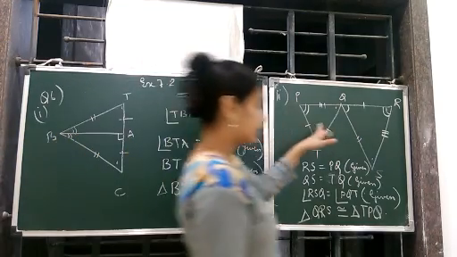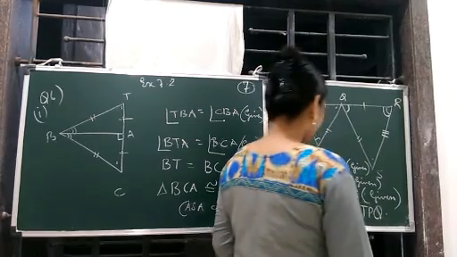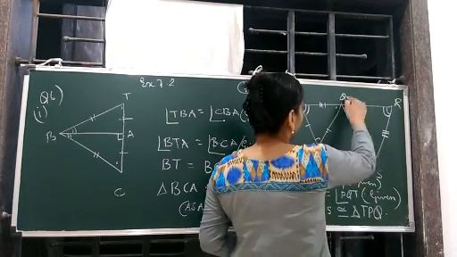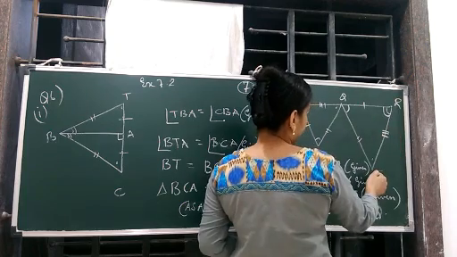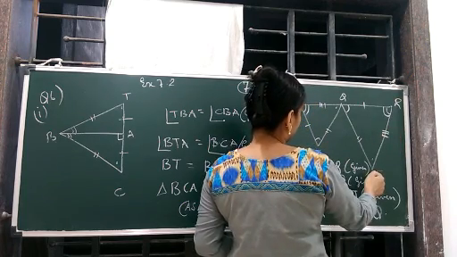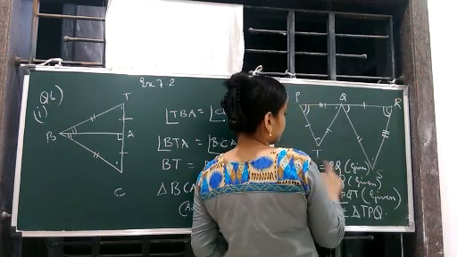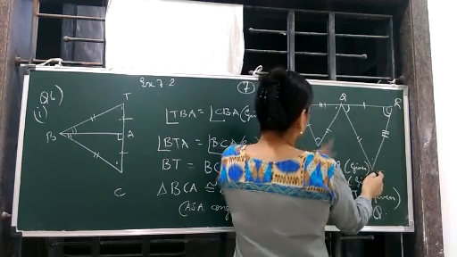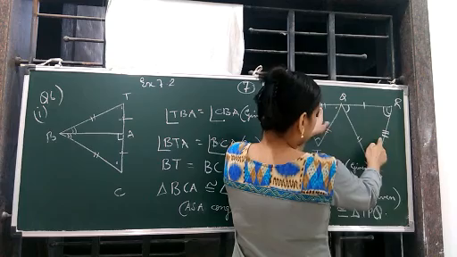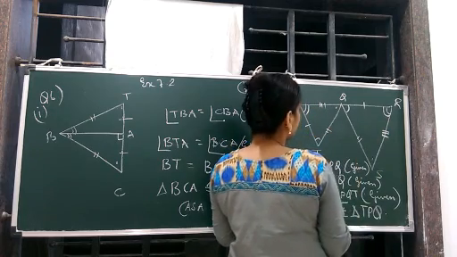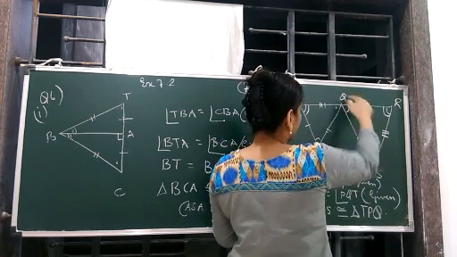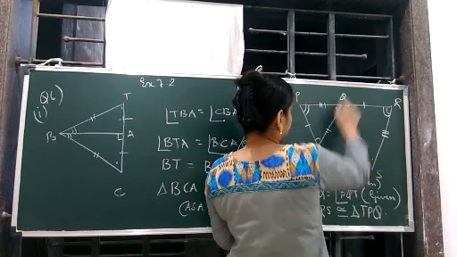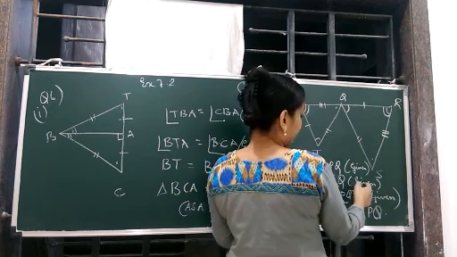Let's go to the second one. The diagram is this. We have to prove QRS is congruent to what? Let's see. RS is equal to PQ. You can see three lines and three lines. QS is equal to TQ. Again, it is given.